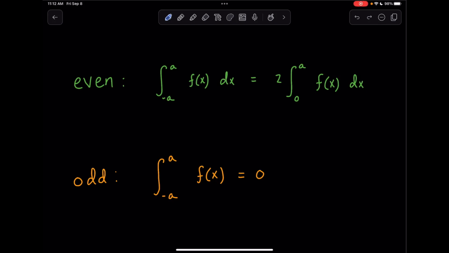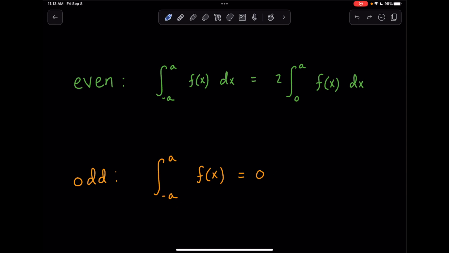In this video, I'll be covering tricks for integrating even and odd functions. When f of x is even and you're integrating from the bounds -a to a, that's the same thing as integrating the function from 0 to a and multiplying by 2. When your function is odd and you're integrating from -a to a, then the answer will just be 0.